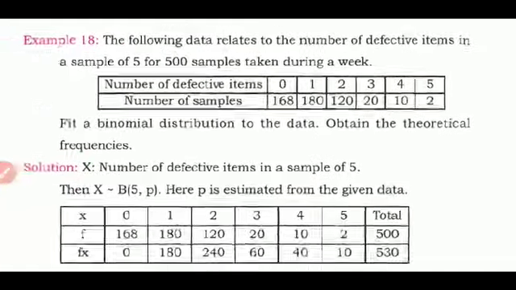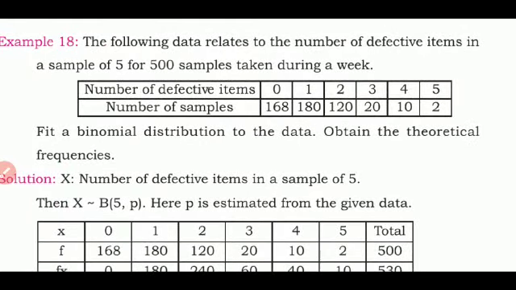Now what is the example here? The following data relates to the number of defective items in a sample of 5 for 500 samples taken during a week. Number of defective items, number of samples. Fit a binomial distribution to the data, obtain the theoretical frequencies.